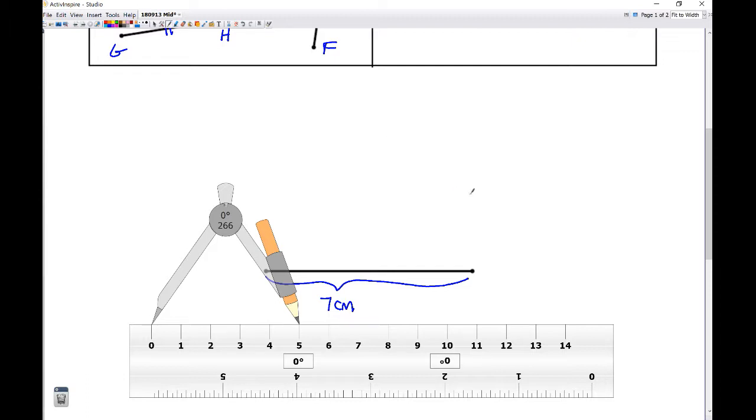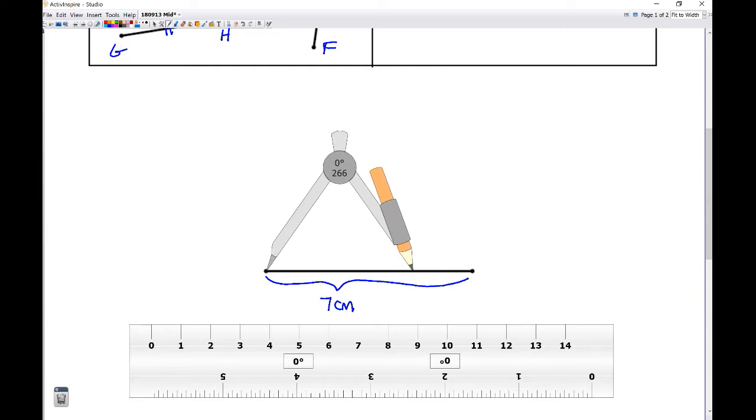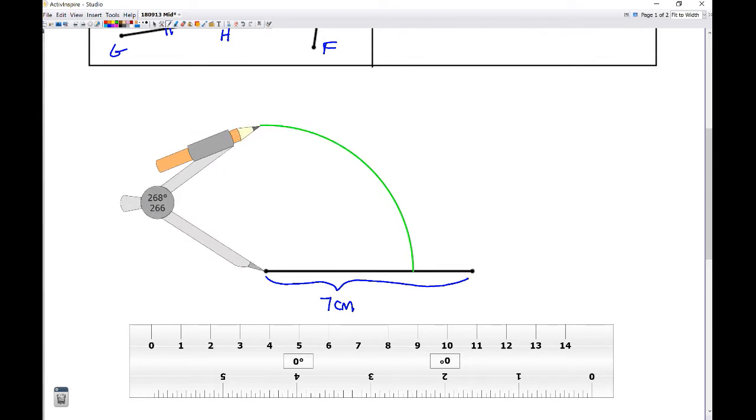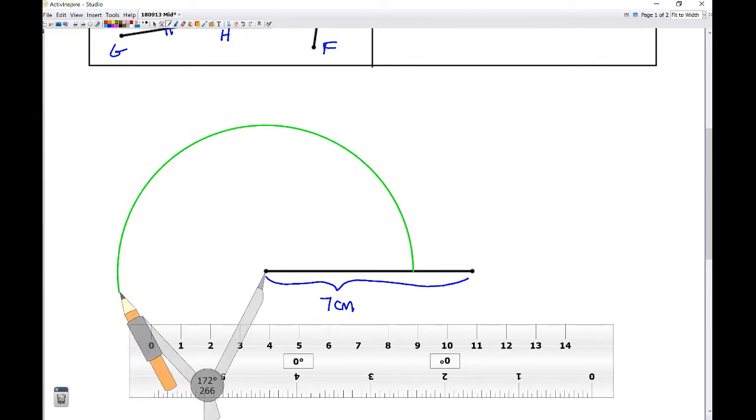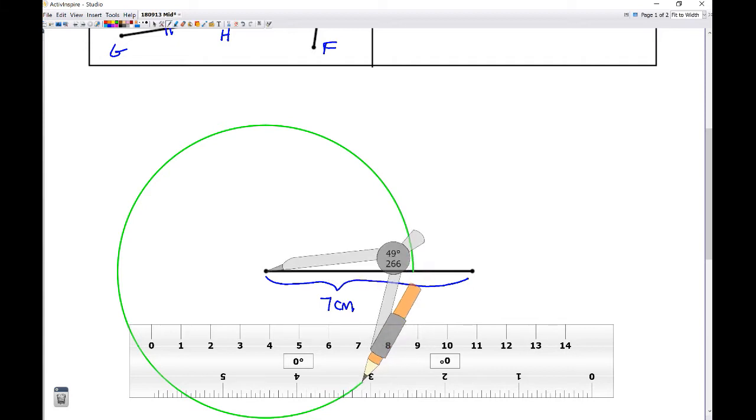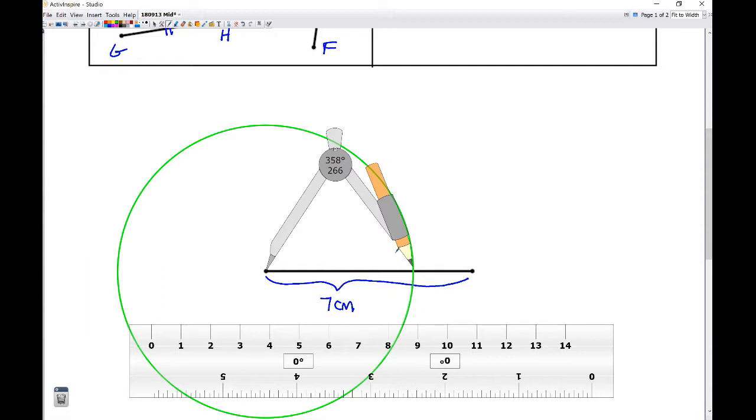Okay, once you have a 5 centimeter opening on your compass, I want you to put the tip of your compass at one end of the line segment. So centered at one end of the line segment. And then we're going to create a full circle with a 5 centimeter radius starting at that end point of that line segment. You're going to create this full circle all the way around like that, with a 5 centimeter radius.